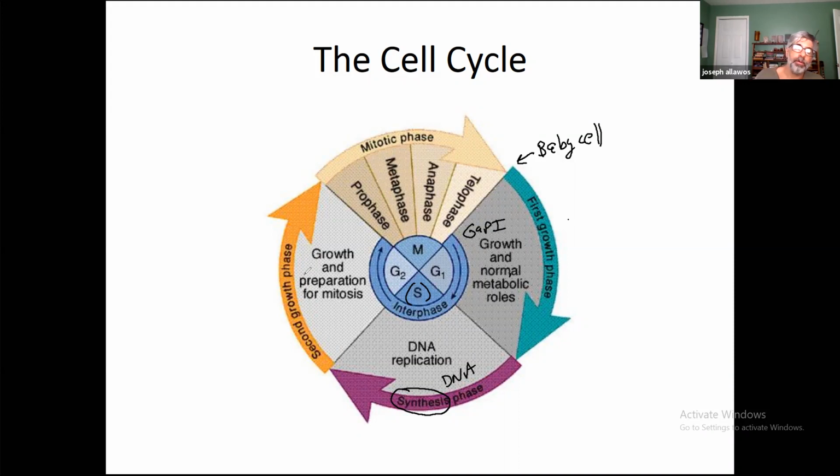Okay. Then we have the G2, gap 2, which is the second growth phase. And this is growth and particularly preparation for this process that we call mitosis. Okay, so what is mitosis? Well, we're going into it here. The M stands for mitosis. And you can see we break it up into 4 parts: prophase, metaphase, anaphase, and telophase.